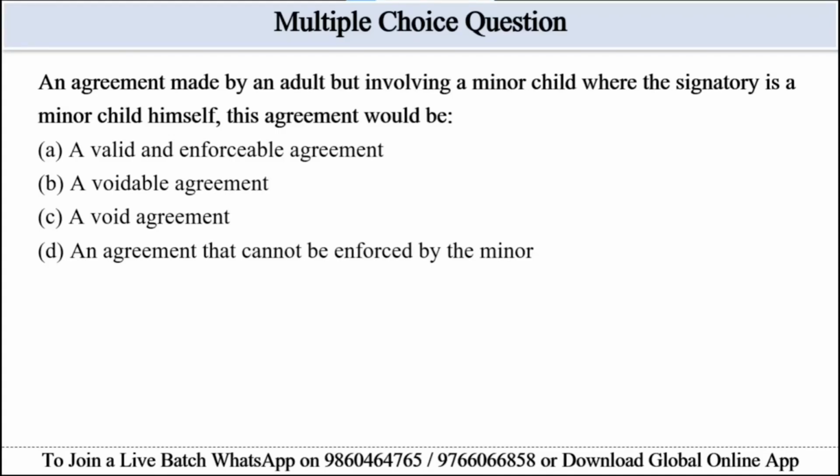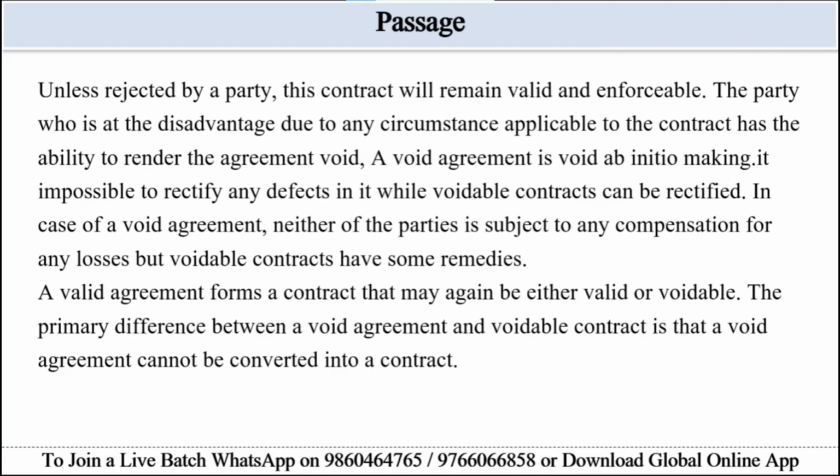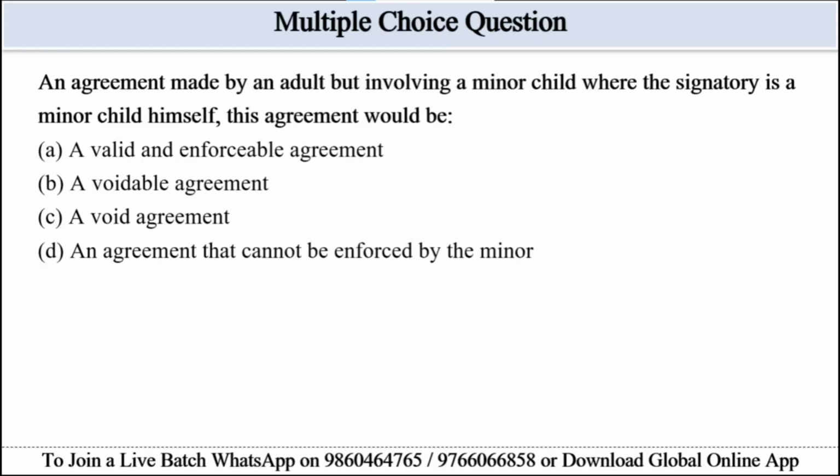So guys, let's see which are the keywords. The keywords are agreement and minor. So the relevant portion for this question will be: some agreements with minors are void, others are voidable. So we can eliminate option A, valid and enforceable, because it is incorrect.